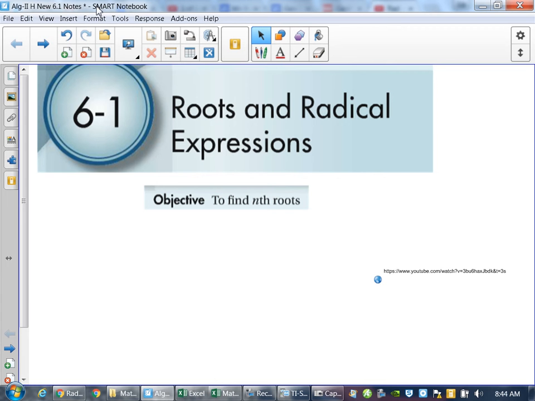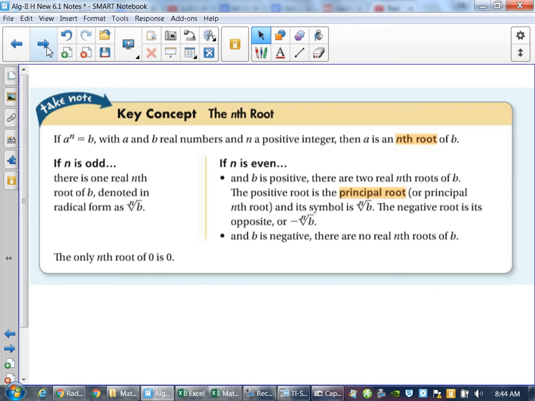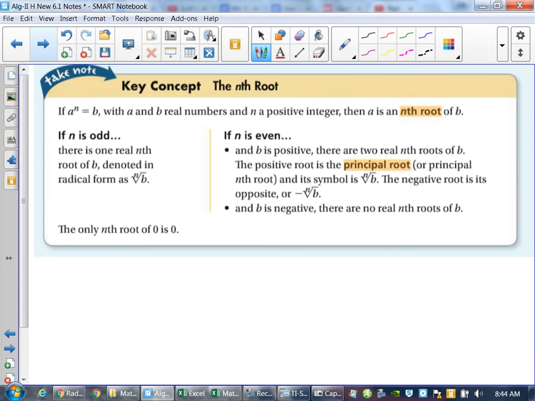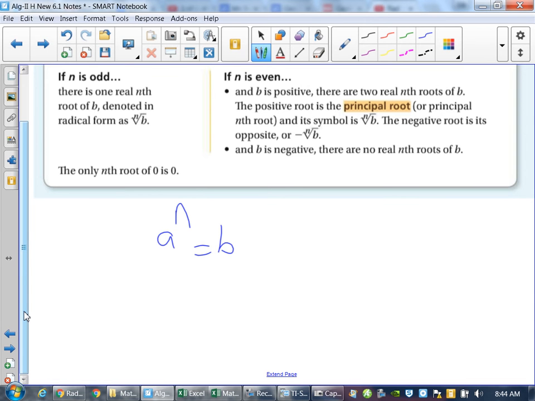So anyway, what we're doing today is working with what are called nth roots. Basically, this is what we do. You have a to the n equals b, where the new book kind of oversimplifies a lot of the material for you. This is basically this. That's what that means. That's what that is.